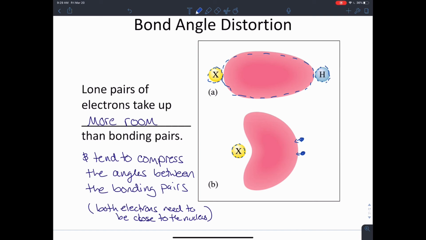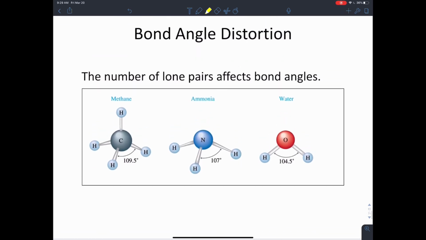And so they sort of suppress this angle. And so they kind of take up more room. So the angle that they produce is broader. And at the bottom, I put both electrons need to be close to the nucleus. So they really do change and sort of distort the bond angle. Let's see some examples here.